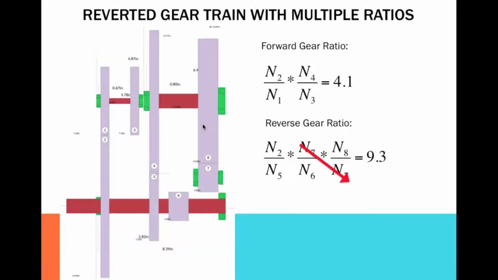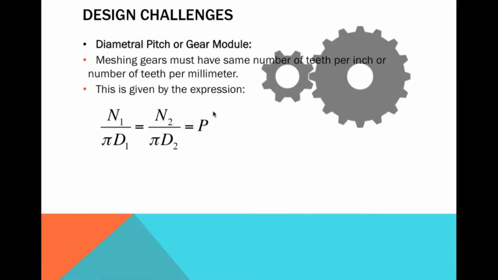As you can see in this one, the p for 1 and 2 is equal, the p for 2 and 5 is equal, p for 3 and 4 is equal, and the p for 6, 7, and 8 are all the same as well. That's because they need to mesh together, and if they have to mesh together, the diametral pitch has to be the same. You may wonder why we have this pi here. It would make p irrational, so we can just cancel it out because it's on both sides of the equation. That way we end up with this expression here.